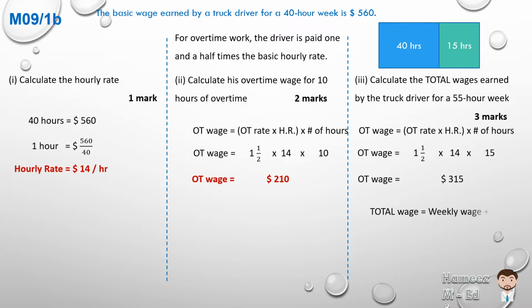As such, his total wage is equal to the weekly wage plus his overtime wage. And if we substitute, it's going to give us 560 plus 315, which works out to be a total wage of $875.